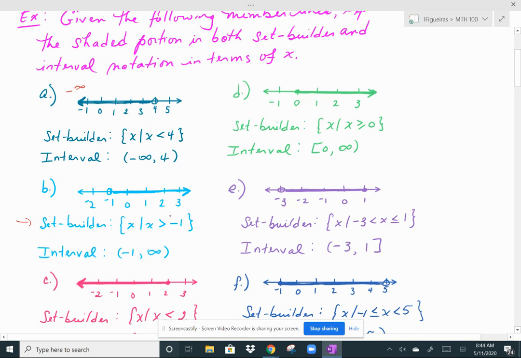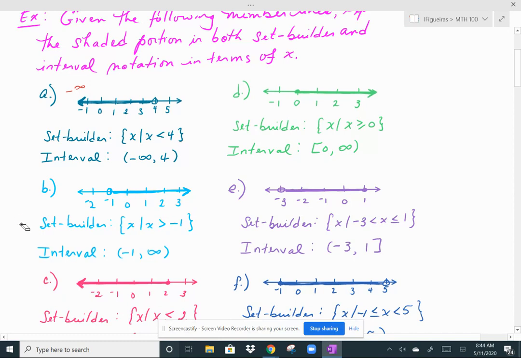Notice that the inequality symbol is pointing in the same direction that we are shading in. So we're shading to the right, the inequality symbol points to the right. And in the previous example, I had a less than symbol and we were shading to the left. So that will always be the case. Okay, so let's move on.